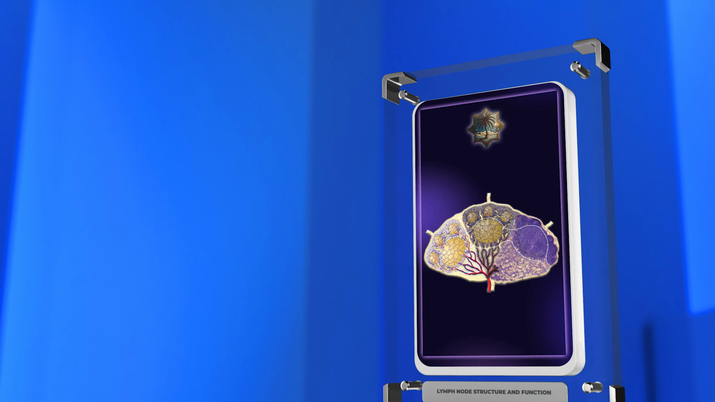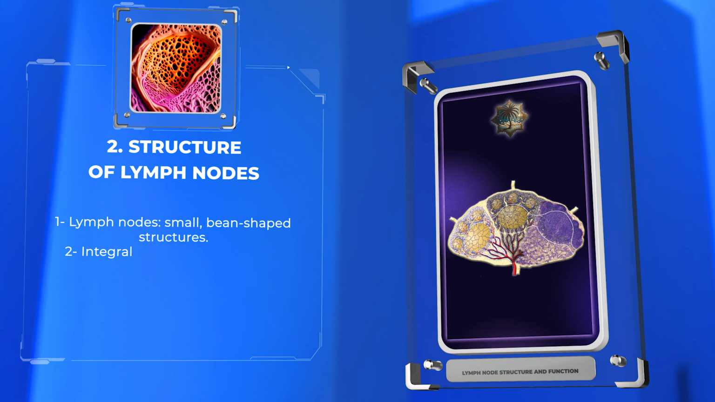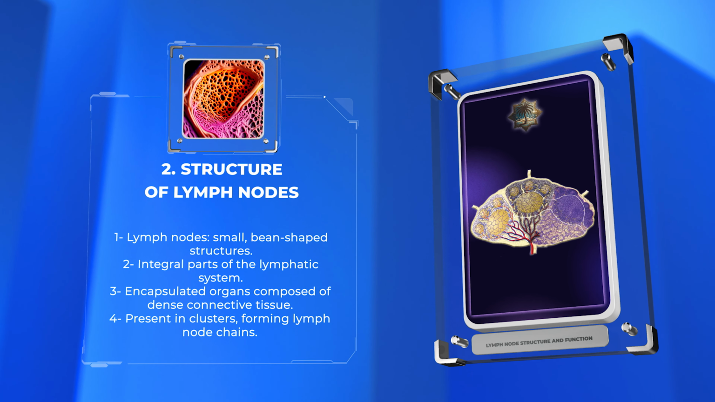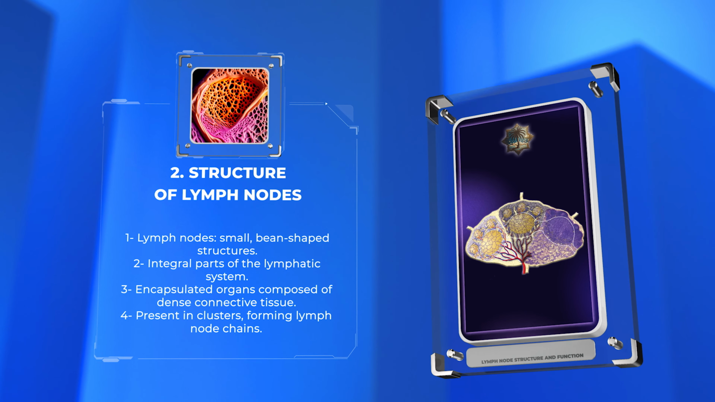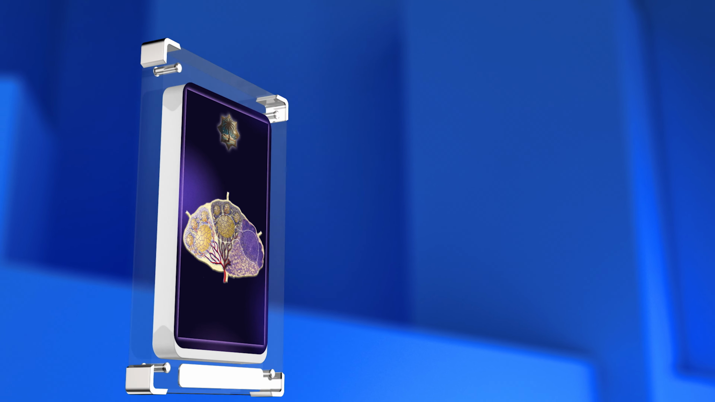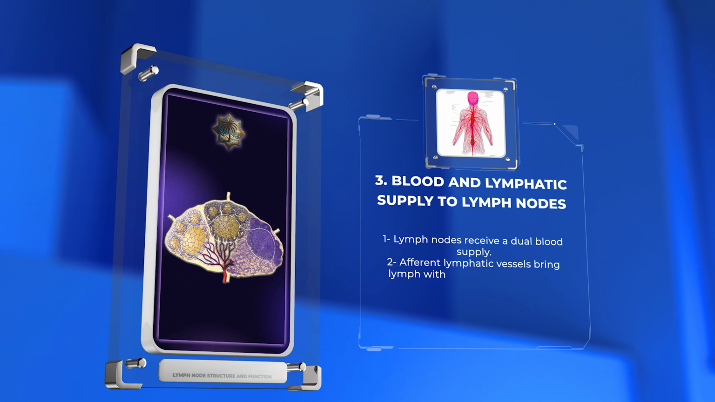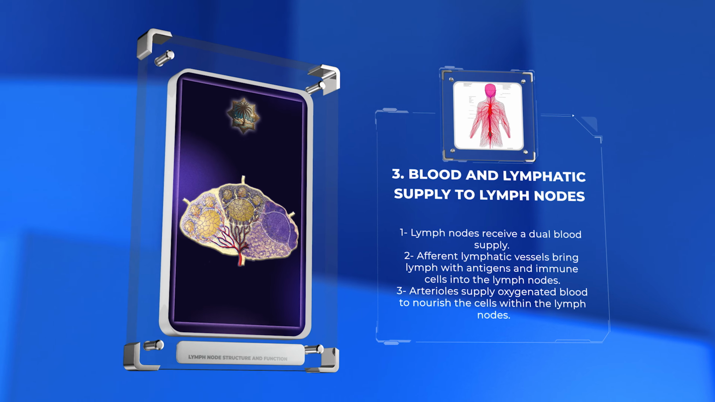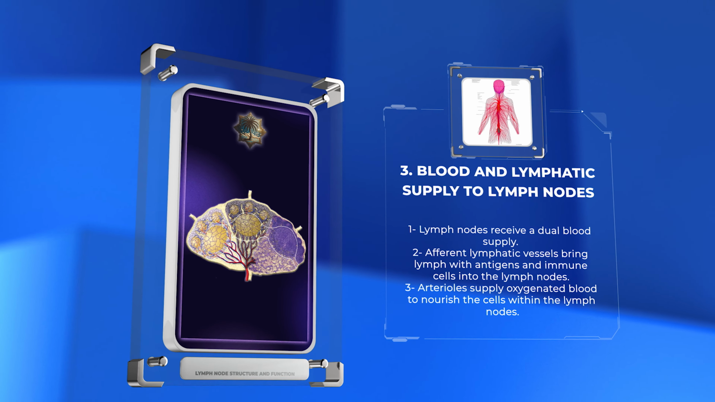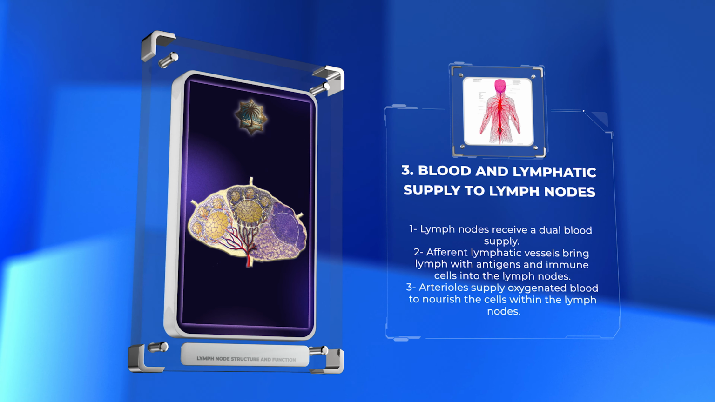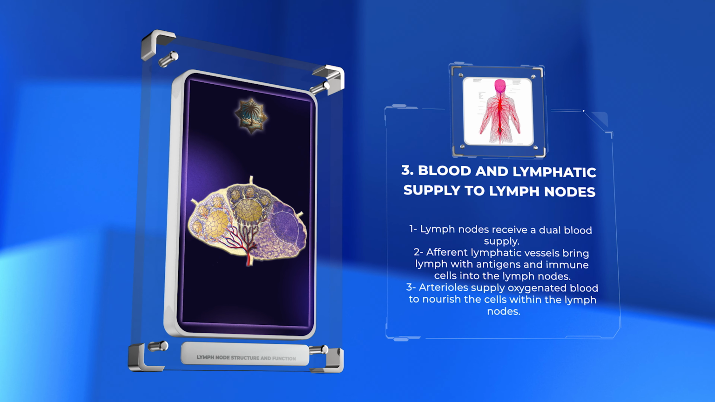Lymph nodes are small, bean-shaped structures located throughout the body and are integral parts of the lymphatic system. They are encapsulated organs composed of dense connective tissue and are present in clusters, forming lymph node chains. Lymph nodes receive a dual blood supply, comprising the afferent lymphatic vessels and the arterioles. The afferent lymphatic vessels bring the lymph, containing antigens and immune cells, into the lymph nodes. Meanwhile, arterioles supply oxygenated blood to nourish the cells within the lymph nodes.